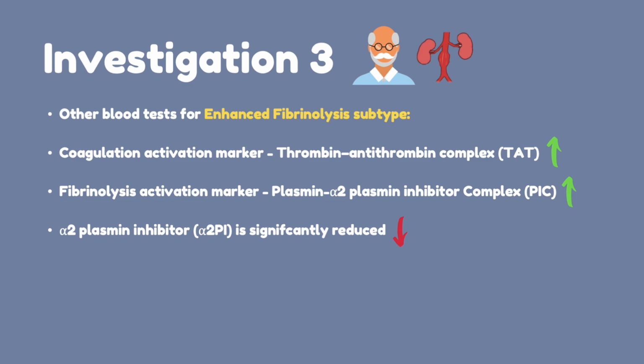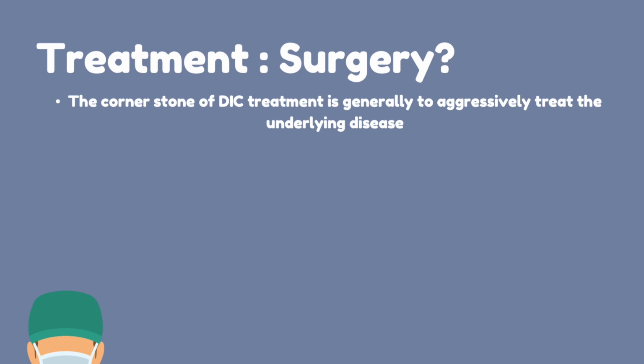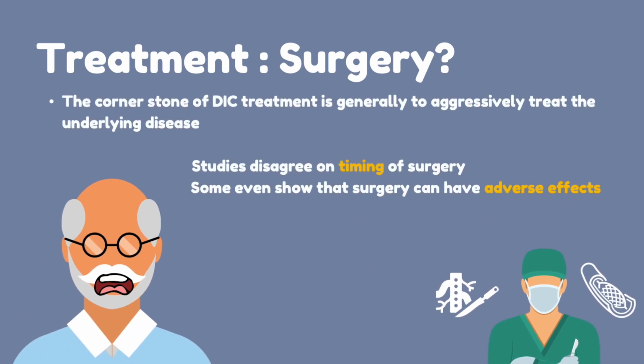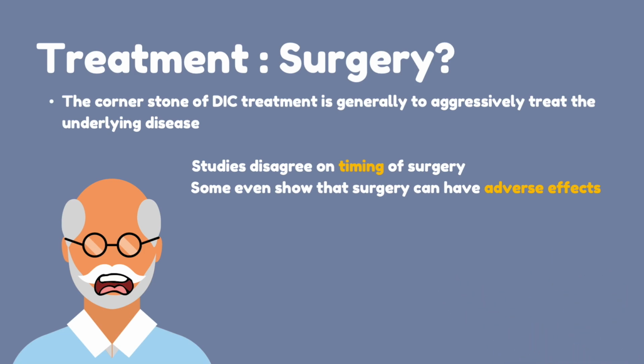The cornerstone of DIC treatment is generally to first treat the underlying disease. In Jed's case, this would be surgical by aortic replacement or stent graft insertion. Studies disagree on the timing of surgery, and some even report that surgery can have adverse outcomes on the DIC status of the patient. When Jed heard this, he decided against surgery for the time being.